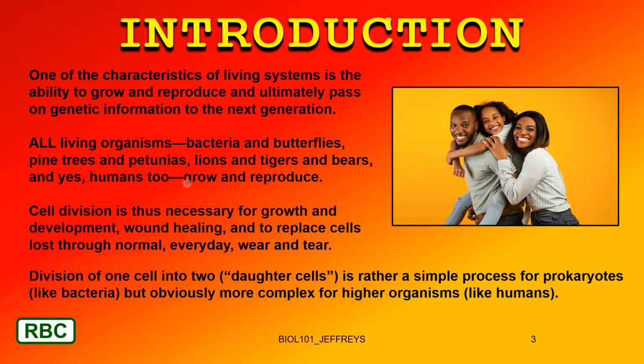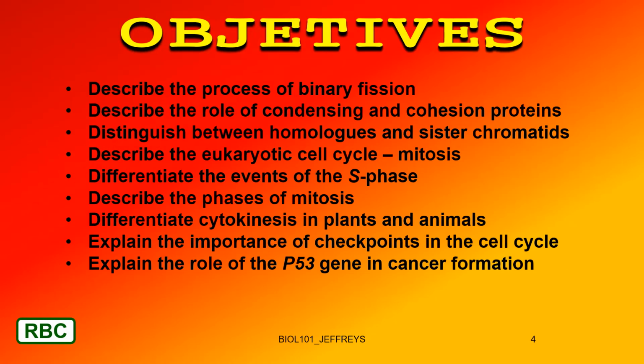Cell division: division of one cell into 2. We call the cell that is dividing the parent cell, and we call the cells that result from the division daughter cells. It's a simple process for prokaryotes. It's called binary fission, and you end up with clones in that respect. But obviously it's more complex for higher organisms like you and I.